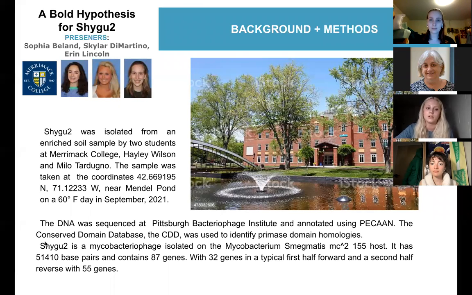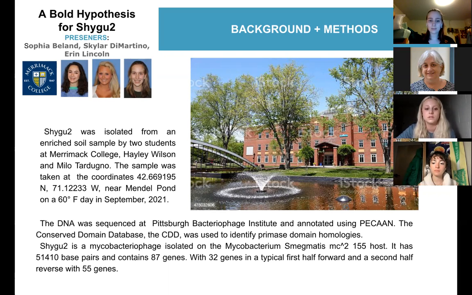Shygu2 was isolated from an enriched soil sample by 2 students here at Merrimack College. The sample was taken at the coordinates shown on the screen, right next to Mendel Pond, which is in front of our science and engineering building in September of 2021. The DNA was sequenced at Pittsburgh Bacteriophage Institute, and it was annotated using PCAN.